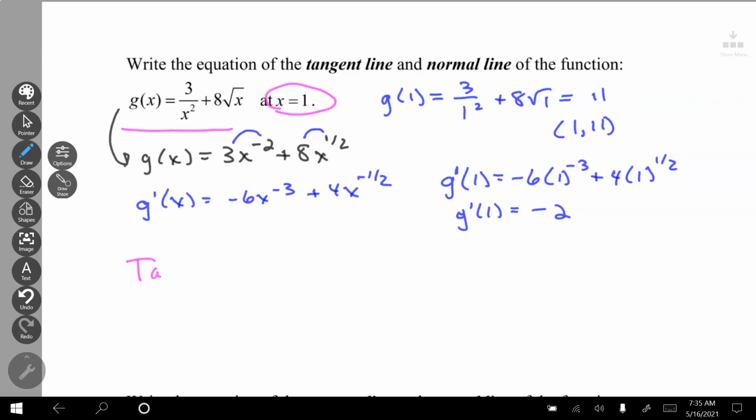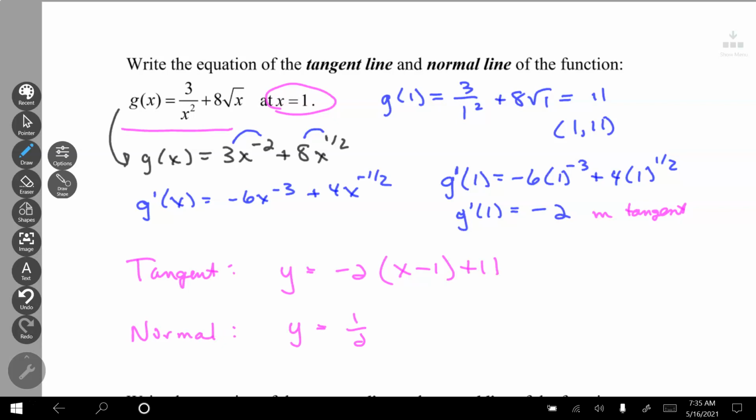And this is my slope of my tangent. So I get y equals negative 2(x minus 1) plus 11. And my normal is y equals positive 1/2(x minus 1) plus 11.